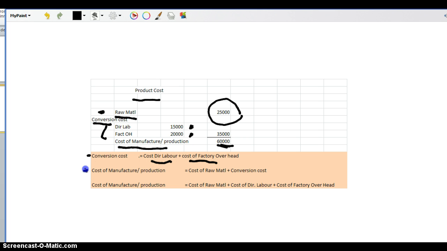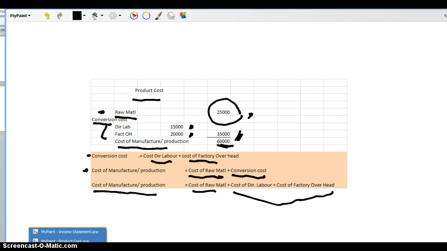The total cost of manufacturing is the raw material cost, I'm very sorry about that, plus the conversion cost, the cost of converting it from raw material to finished goods. Or the total cost of manufacture is the same thing as the cost of raw material plus the conversion cost, but I've split it up here into direct labor and factory overhead. Okay, that should wrap up.